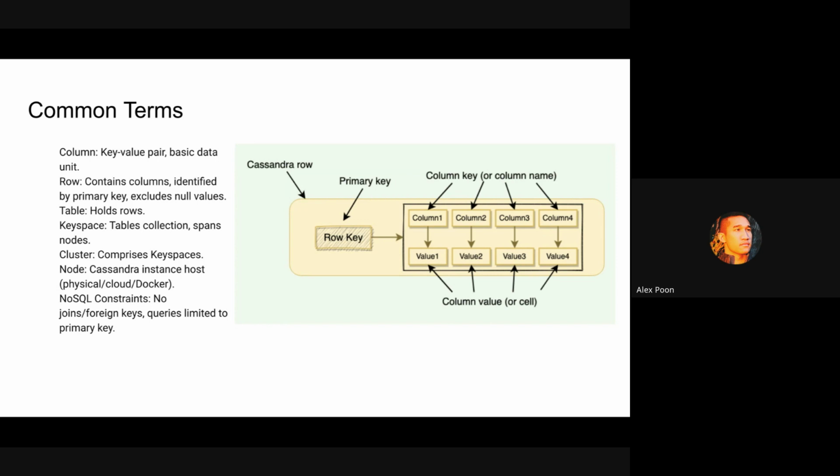NoSQL. Cassandra is a NoSQL database, which means we cannot have joins between tables. There are no foreign keys, and while querying, we cannot add any column in the where clause other than a primary key. These constraints should be kept in mind before deciding to use Cassandra.